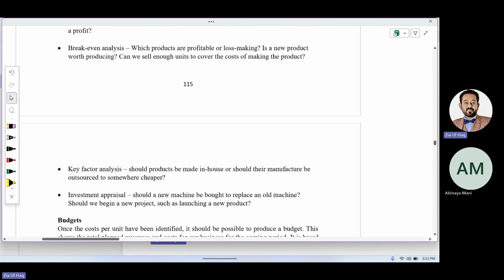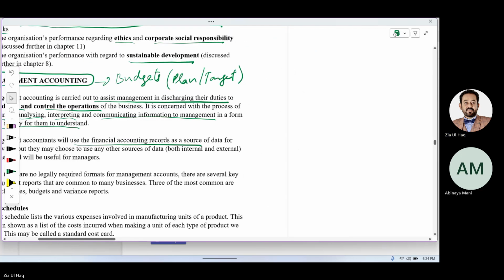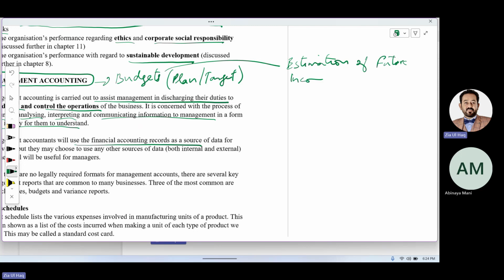So management accounting is concerned with the process of measuring, analyzing, interpreting, and communicating information to management in a form which is easy for them to understand. Management accountants will use financial accounting records as a source of data for their work. What is a budget? A plan, a target, or we can say an estimation of future income and expenses.